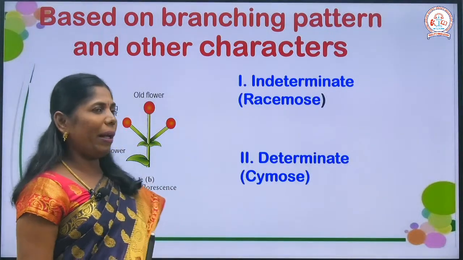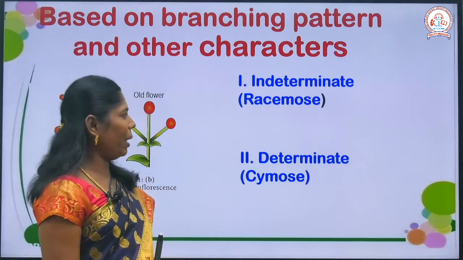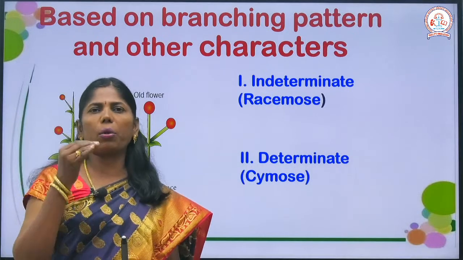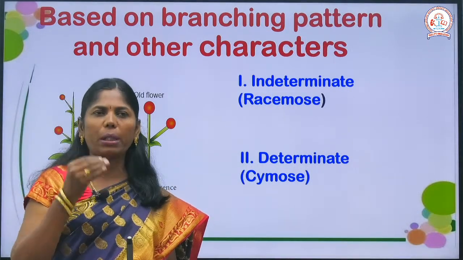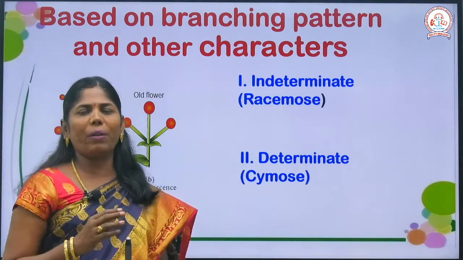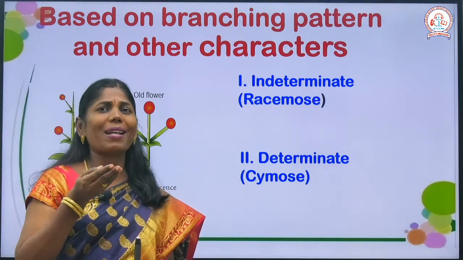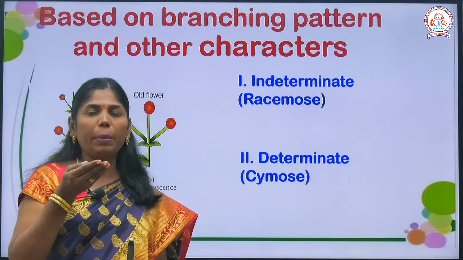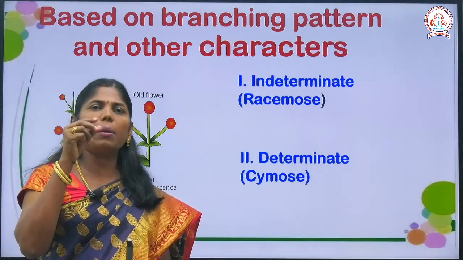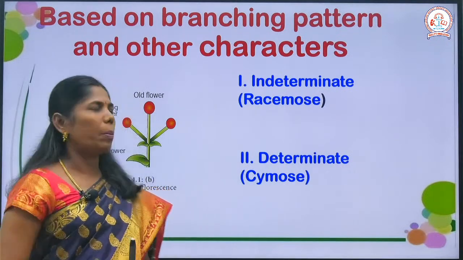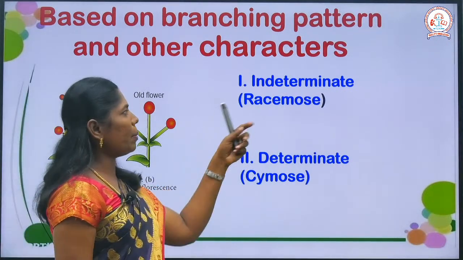Indeterminate is your Racemose and determinate is your Cymose. Indeterminate means the shoot apex is continuously growing. We cannot see any bud in the growing region, only the axillary buds. We cannot see a terminal bud at the tip. We cannot see a bud in the terminal position. That is the Racemose condition.